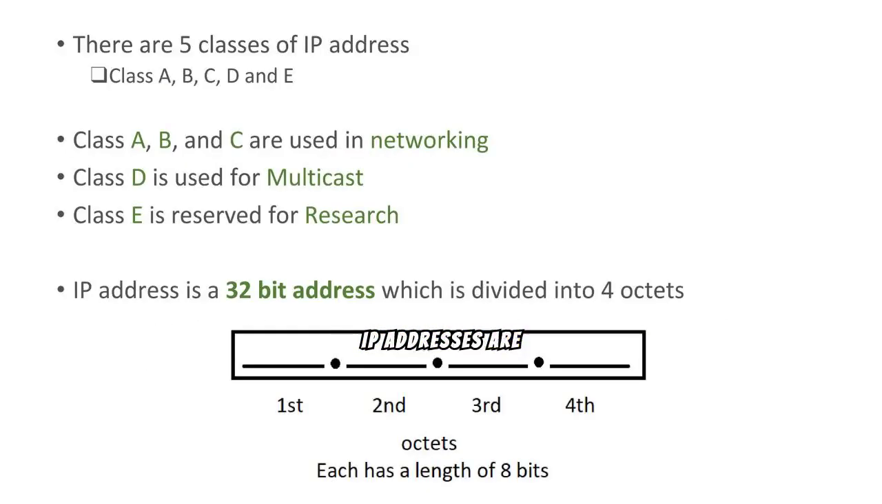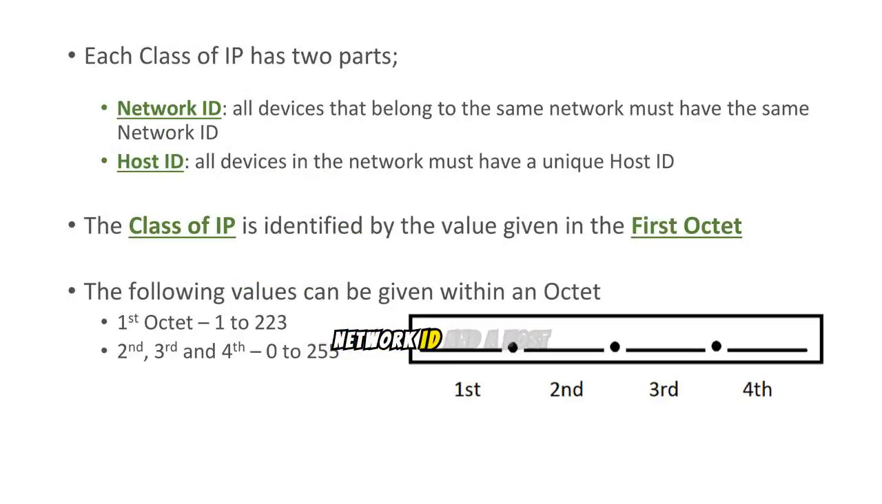IP addresses are categorized into 5 classes: A, B, C, D, and E, with Class A, B, and C commonly used in networking. Each IP class has a network ID and a host ID, with the first octet's value determining the class, allowing devices to be uniquely identified in a network.